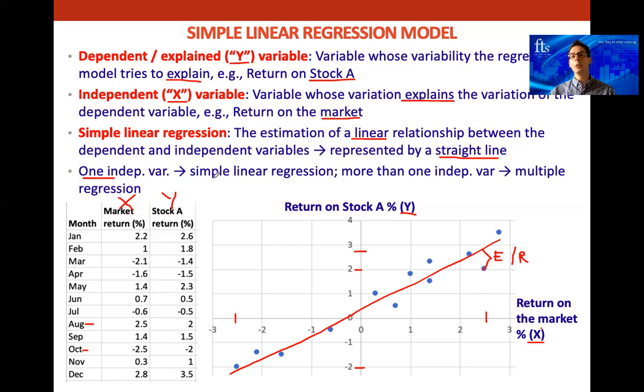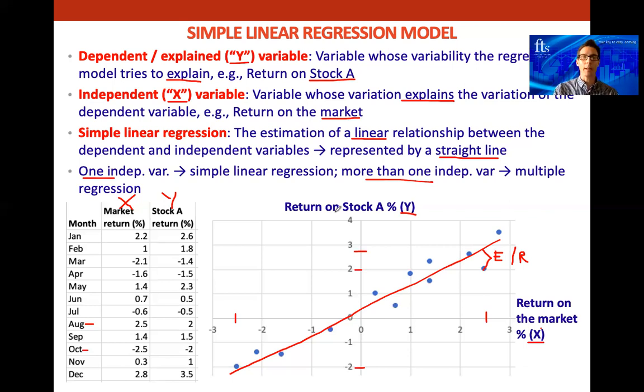But at level 2, what we're going to have is actually more than one independent variable, and that's what we call multiple regression. So as an example, for our return on stock A, there are many things, of course, that affect the return on stock A. Not just the return on the market will affect the return on stock A, but other things will also affect the return on stock A.